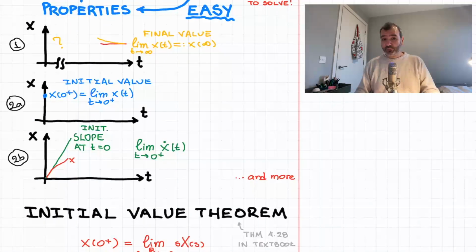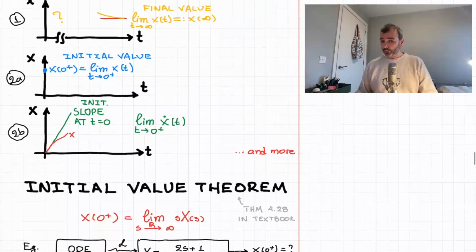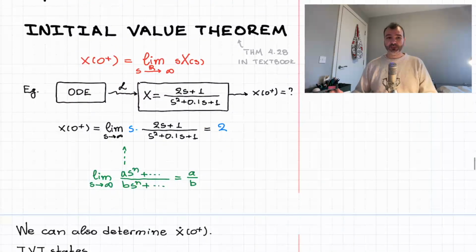Here are 3 properties we can obtain in a very easy manner. One is to tell what the limit of x is at infinity, if a limit exists anyway. The second property is to tell what the initial value of x is, and the third one is to tell what the initial slope of the function is, that is x dot at 0 plus. So I can determine very easily x at infinity, x at 0 plus, and x dot at 0 plus. And more properties actually, but we'll come back to this. Enter the initial value theorem.